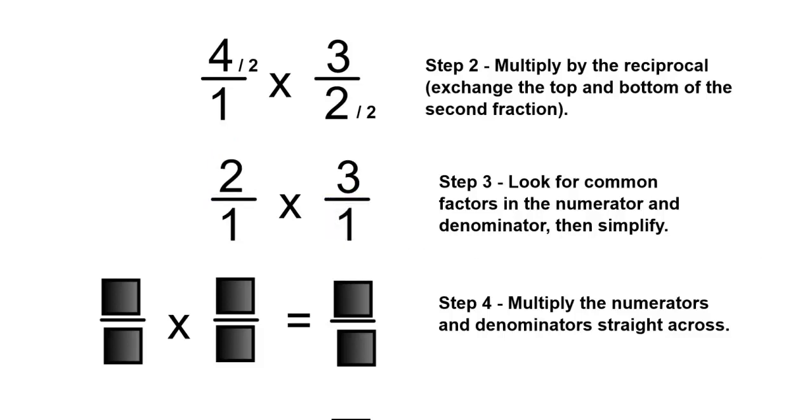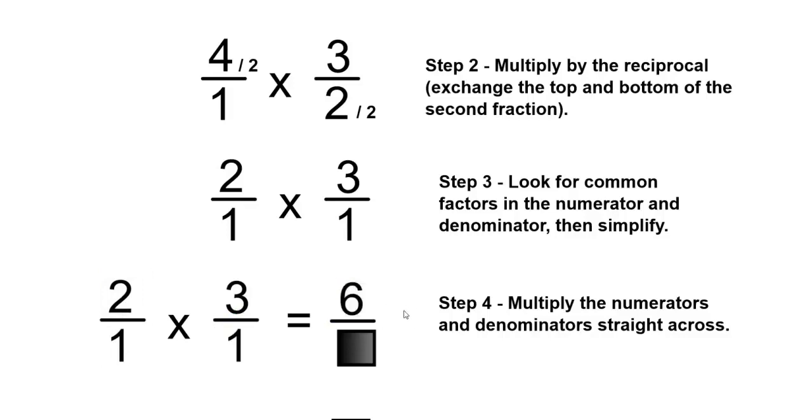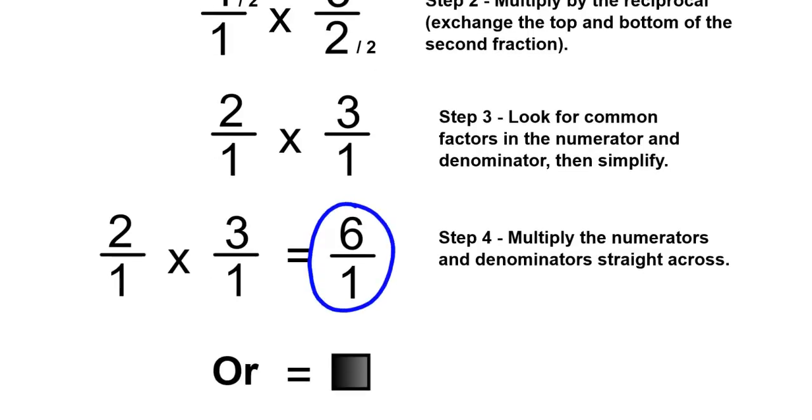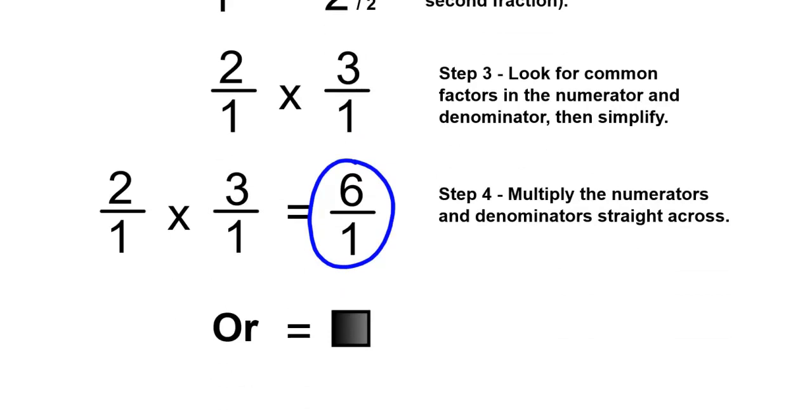And finally, step 4, multiply the numerators and denominators straight across. So 2 times 3 is equal to 6, and 1 times 1 is equal to 1. So your final answer as an improper fraction will be 6 over 1. Six over 1 can also be written as just 6.